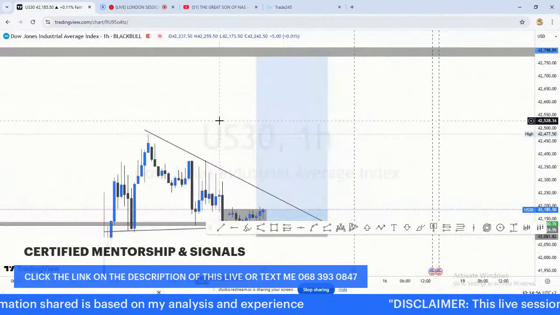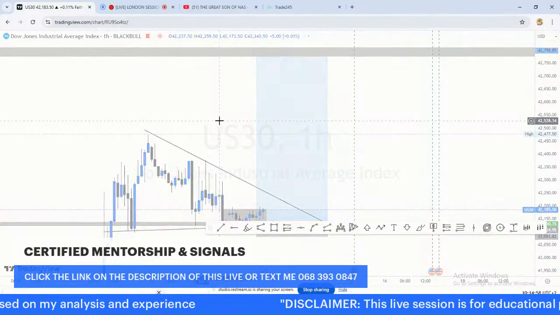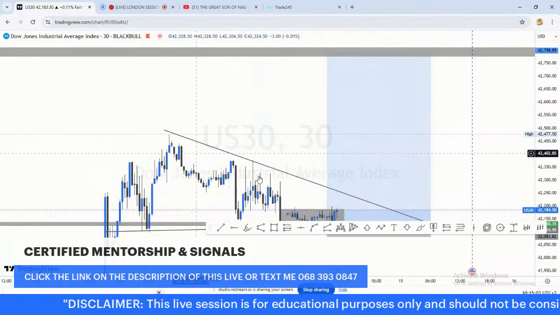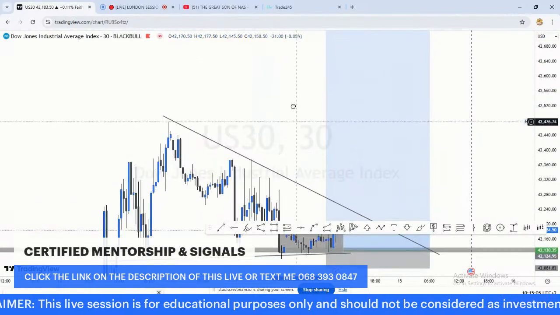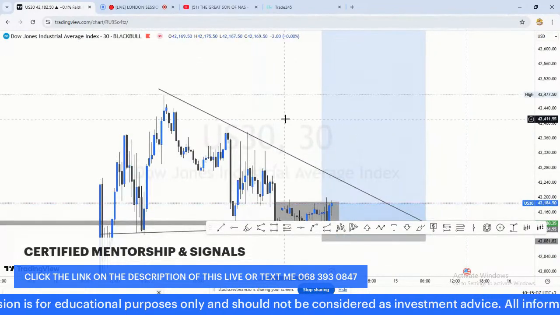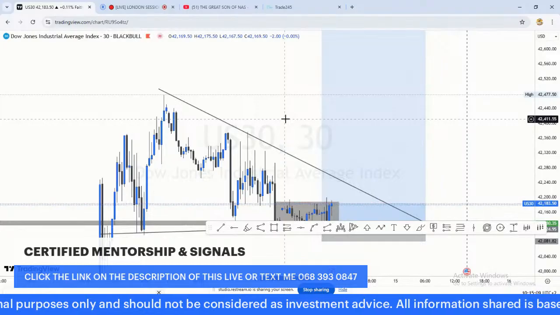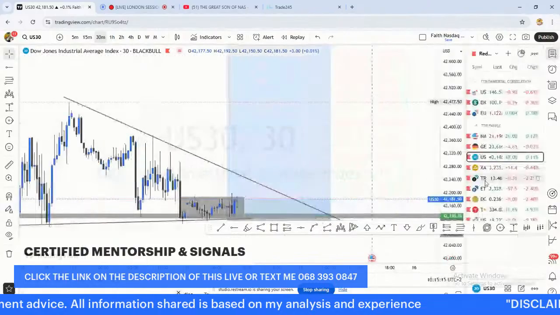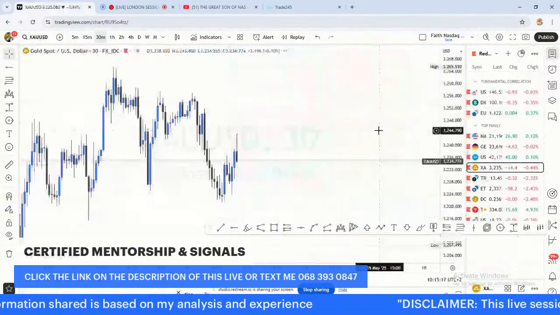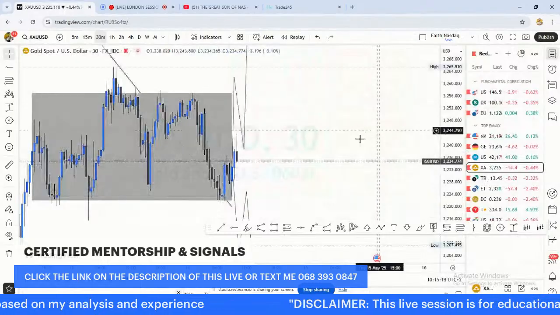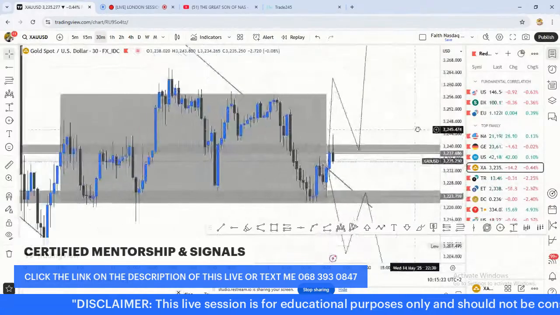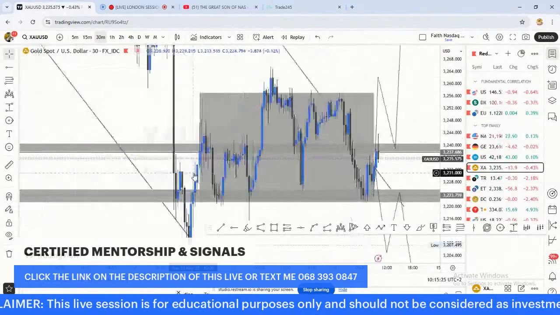Let's load it. Yeah, this is nice, man. What's happening on German and gold? Let's check gold now. I see gold in a consolidation movement.